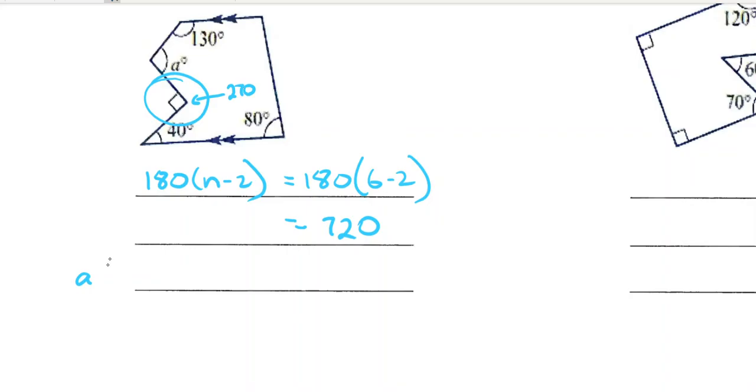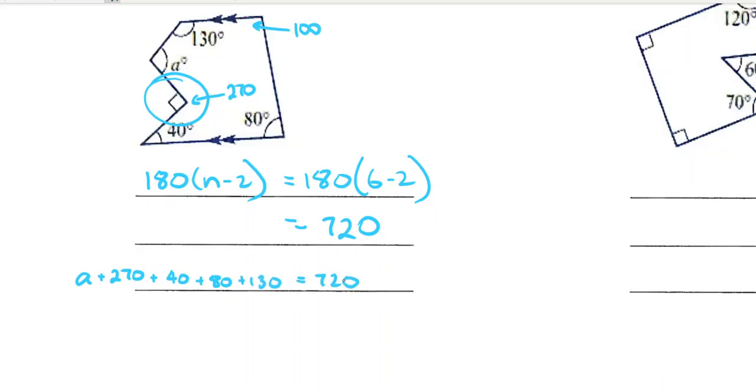So I'm going to go A plus 270 plus 40 plus 80. Oh, no, I'm missing another one. What's that one? 100. Good. Because it's co-interior. See the parallel lines? Because it is 80, that one I'm going to add to 180. So that one's 100. I chose a good question, didn't I? All right, and then I still have to add on the 130.